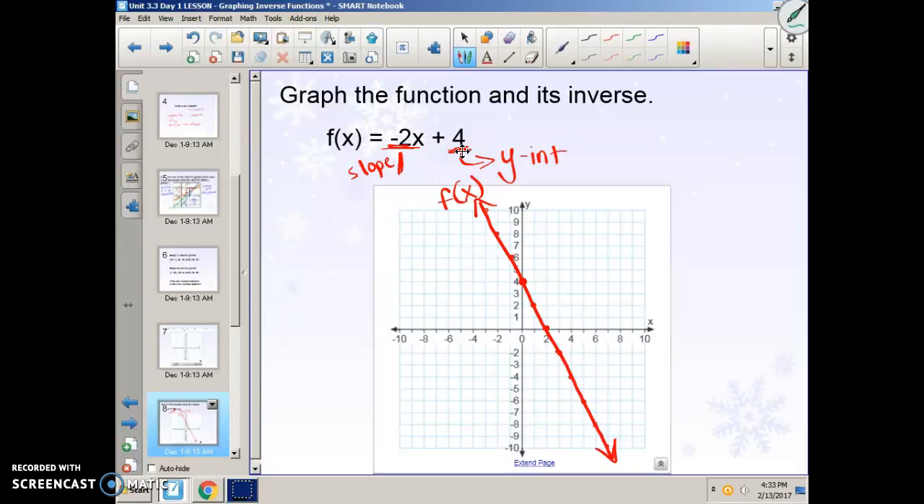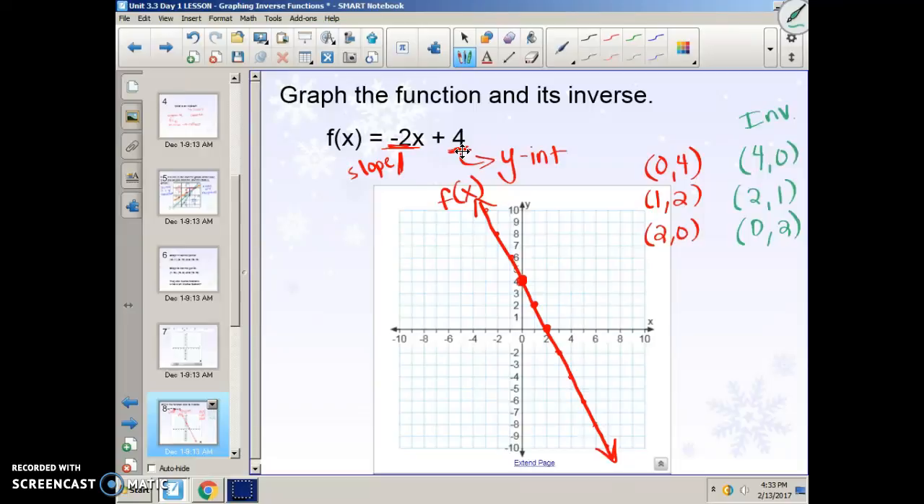All right, inverse. We just talked about on the previous slide, all inverse is, is taking the points and switching them, and taking the slope and doing the reciprocal. Well, this point right here is 0, 4. This point right here is 1, 2. And this point right here is 2, 0. Just writing down my coordinates. To find the inverse, flip them. So 4, 0, 2, 1, 0, 2. These are my inverse coordinates.